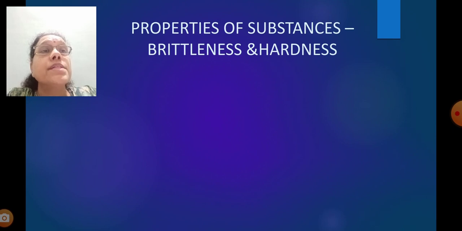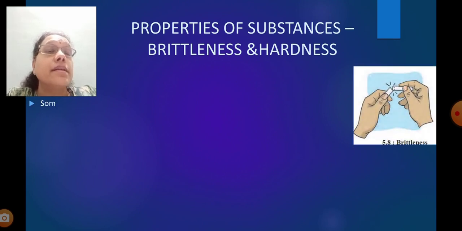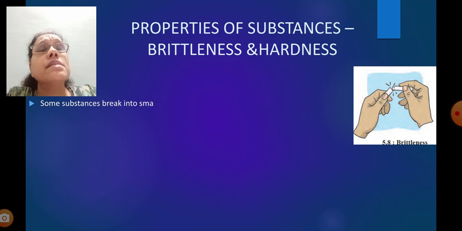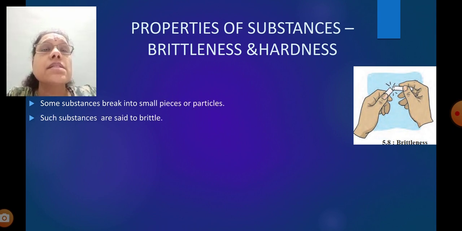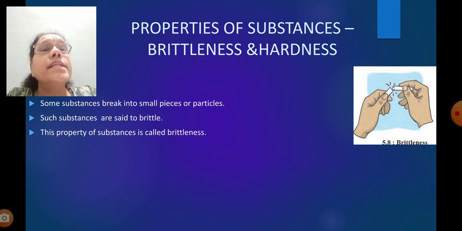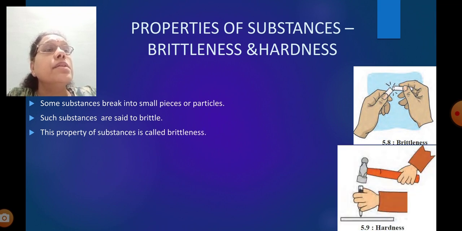Next is properties of substances, brittleness and hardness. Some substances break into small pieces or particles. Such substances are said to be brittle. This property of substances is called brittleness. Here in the picture, chalk is brittle. As you write, teachers first break the chalk, then only write. So that property is known as brittleness.